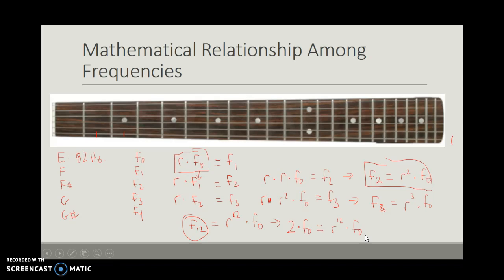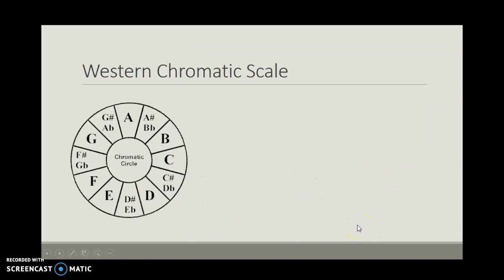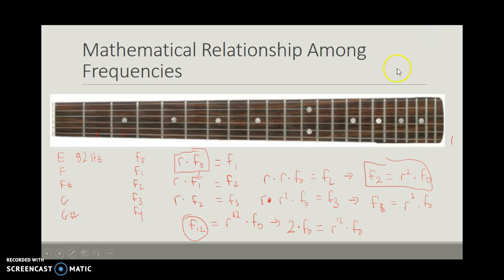Almost done. So now what I can do here is divide both sides through by F sub 0. I'll do that in a different color so you can see what's going on here. I'll divide both sides by F0. The reason I'm going to do that is because I see they're going to cancel out, and I'll be left with the equation 2 equals R to the 12th.